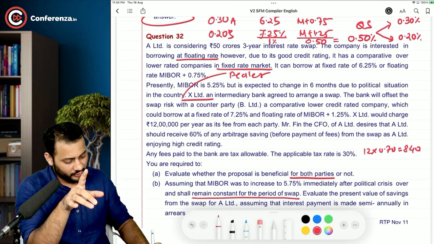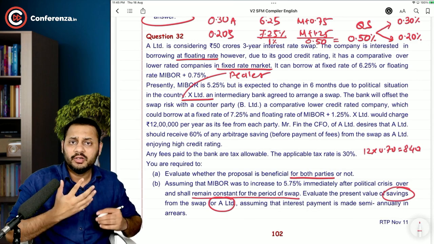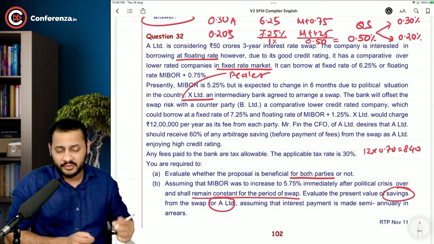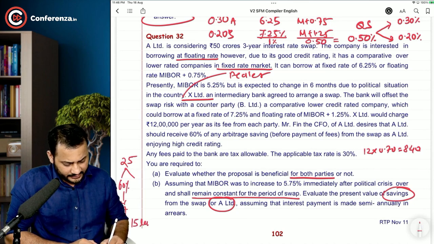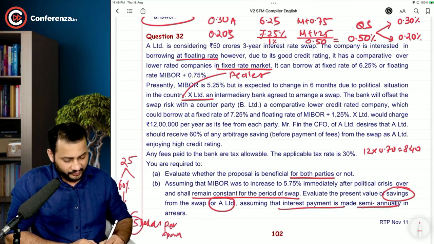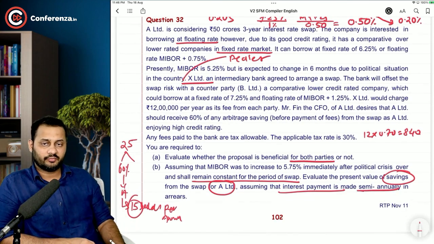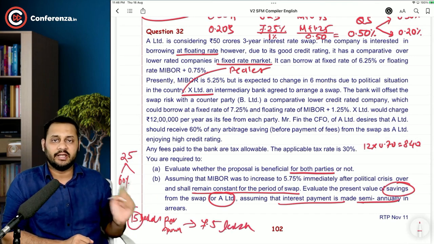Evaluate the present value of savings from the swap for A Limited. How much was the saving for A Limited? Sir, total saving was 25 lakh, out of which 60% was kept by A Limited, which was 15 lakhs. But that was per annum. And now we have interest payment semi-annually. So if 15 lakh is for per annum, can I say 7.5 lakhs will be the saving every 6 months to A Limited?